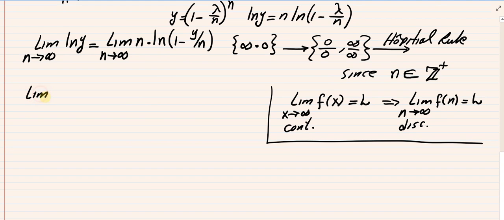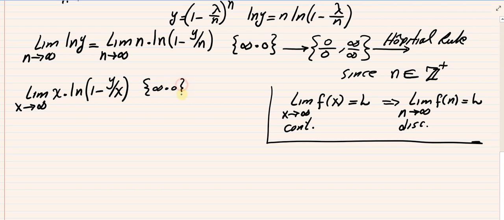So what I'm proposing is that if I can find the limit as x goes to infinity of x times natural log of 1 minus y over x, then that limit would be the same as the limit that we are seeking. Now this one, again, is an indeterminate form, infinity times 0. So I'm going to rewrite this in a form that is amenable to L'Hôpital.